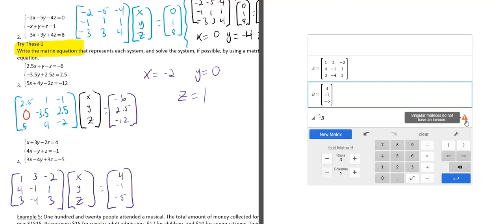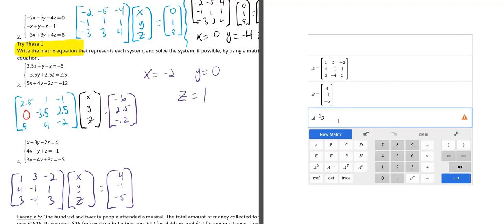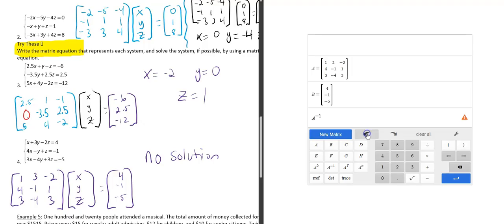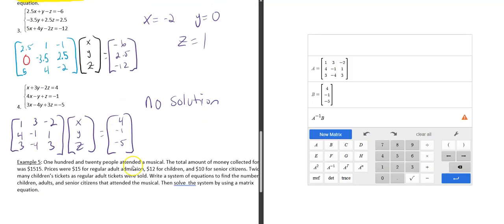You'll notice that it says singular matrices do not have an inverse. What they're telling us is this: there's no solution because A doesn't have an inverse. All right, there's no solution, because matrix A doesn't have an inverse. So because matrix A doesn't have an inverse, this whole thing doesn't work. We can't solve this system.